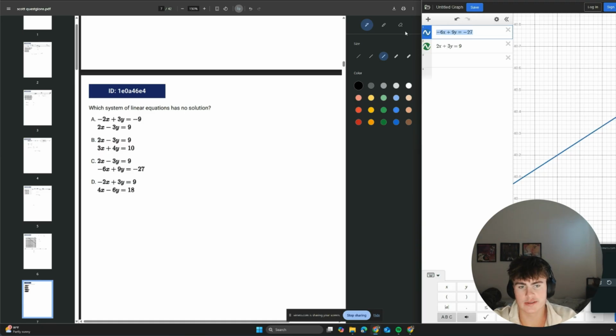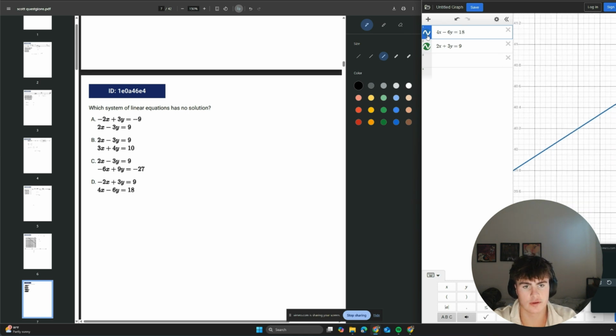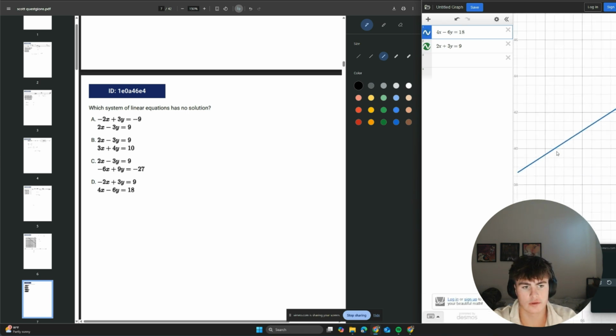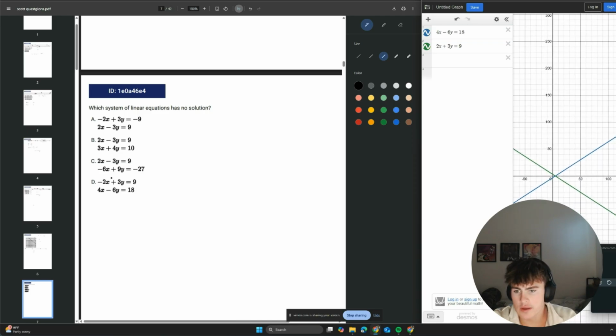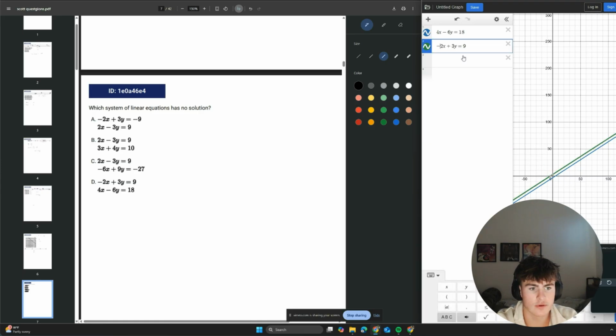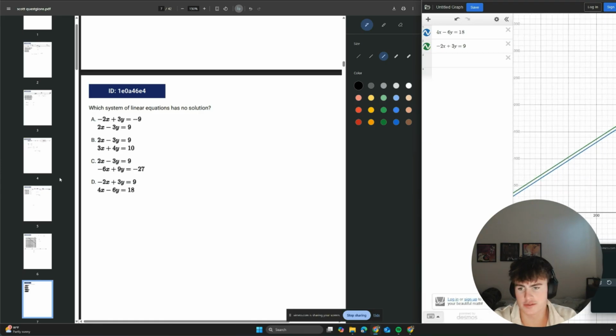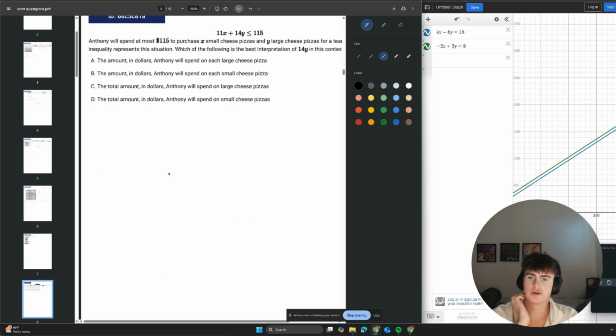Then we have 4x. I'm assuming it's this answer, unless I have to go back and maybe I screwed it up. What? Wait, no, it's negative. There we go. Alright, they're parallel, no solution, so it's D. Alright, good. That one took way too long.